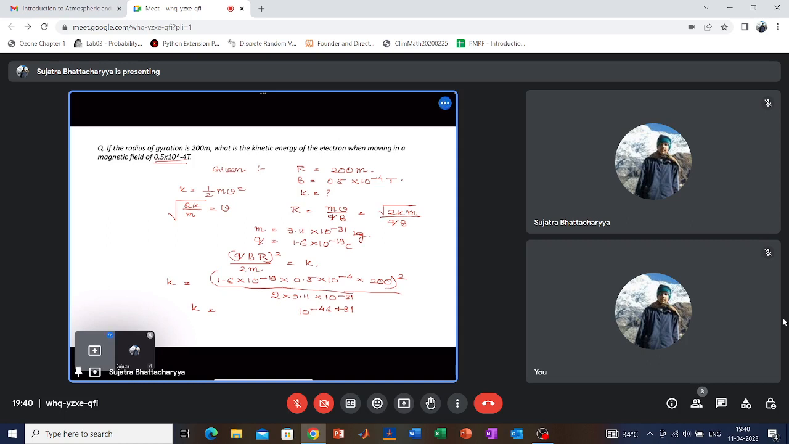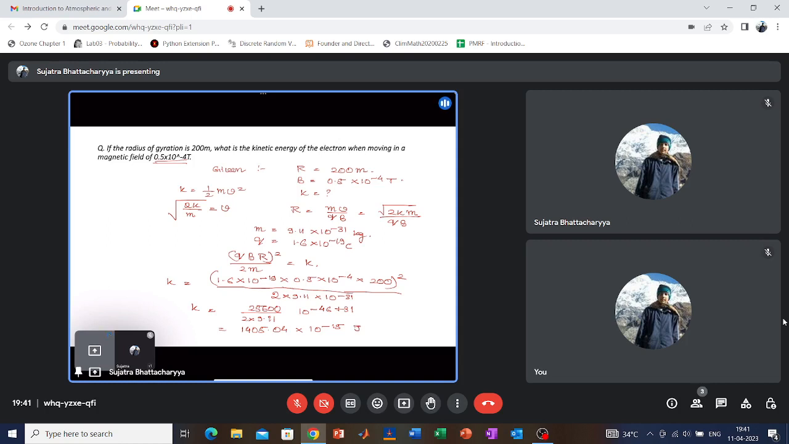1.6 into 0.5 into 200 square. So it comes out to be 25600 divided by 2.2 into 9.1. Let's divide by 2. So it comes out to be 1405.04 into 10 to the power minus 15, isn't it? Yes. So that is in joules, right?